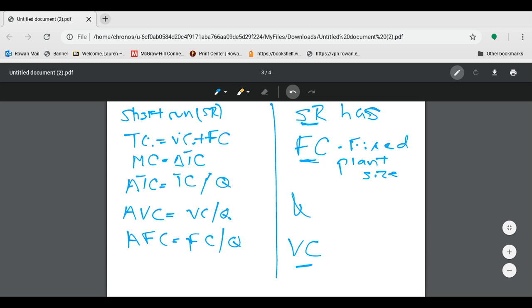So if we wanted to change the size of our factory, if we wanted to expand and get one that's twice the size, or contract and get one that's smaller, or shut down altogether, it's not easy to do right now. We have to wait out our lease. We also have to find this new factory, and it takes time. So this would be an example of fixed cost. Rent might be one, so we put it here. This is all fixed cost.